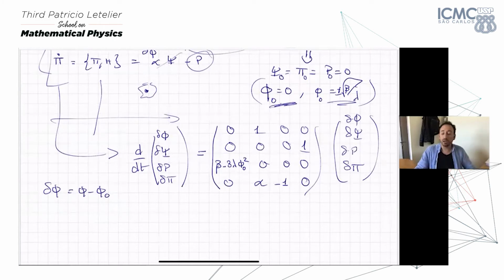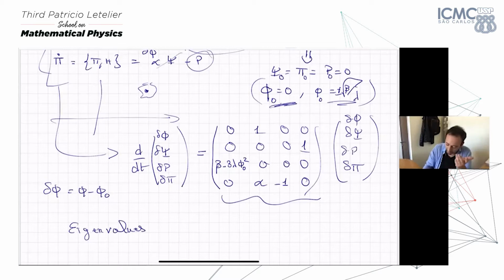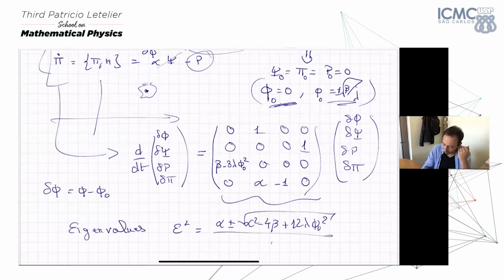And we know how to solve this kind of system. They are linear. We are looking at the eigenvalues of this matrix. And once we have the eigenvalues, we have the solution. So what are the eigenvalues? Usually we write the eigenvalues as lambda, but lambda is the coupling now. So I will call it E, as eigenvalue. So E squared, we have 4 eigenvalues, will be alpha plus or minus the square root of alpha squared minus 4 beta plus 12 lambda phi 0 squared, divided by 2.